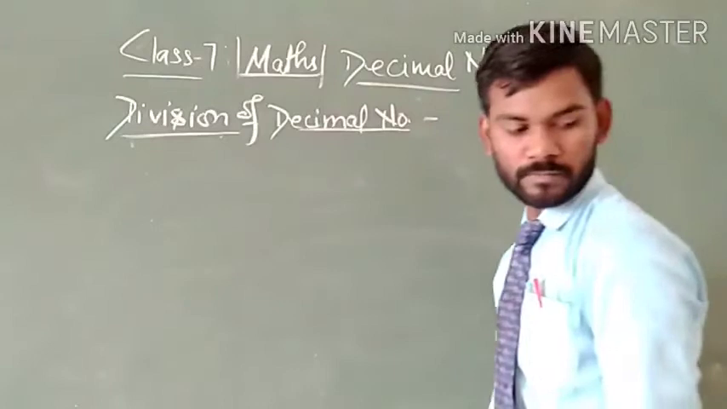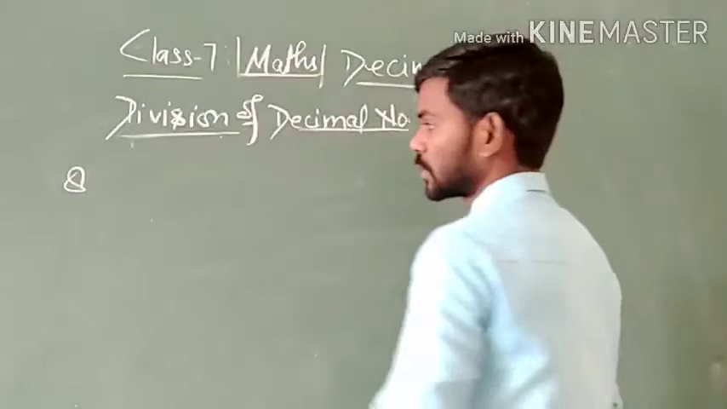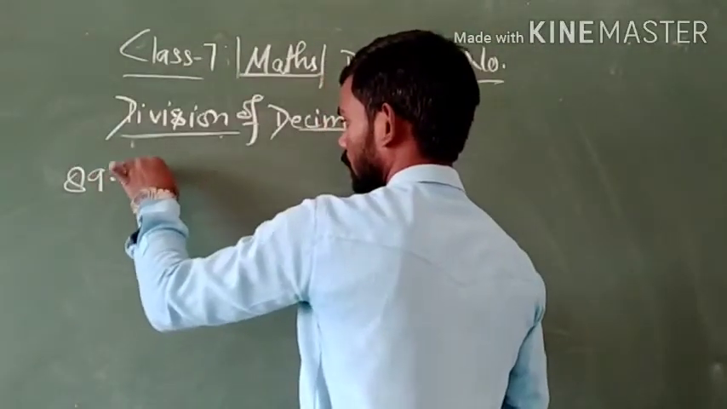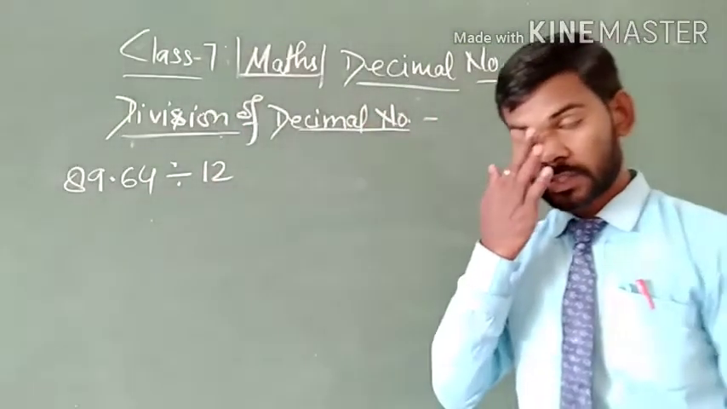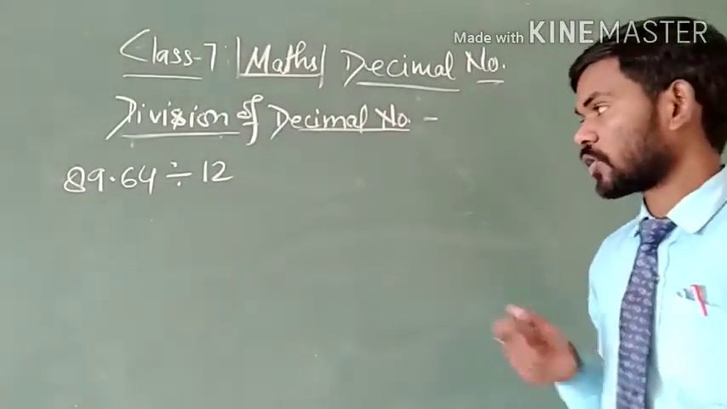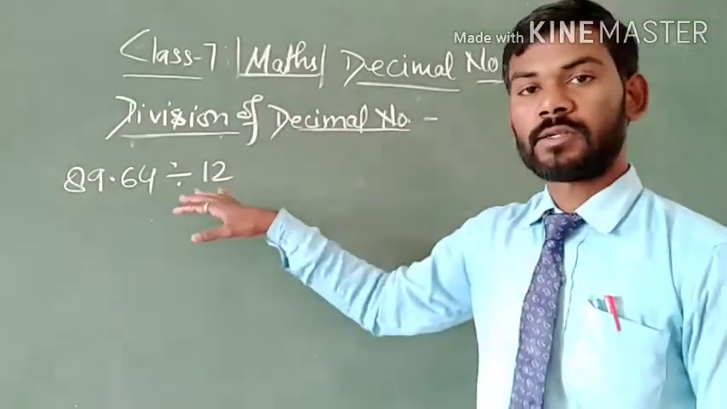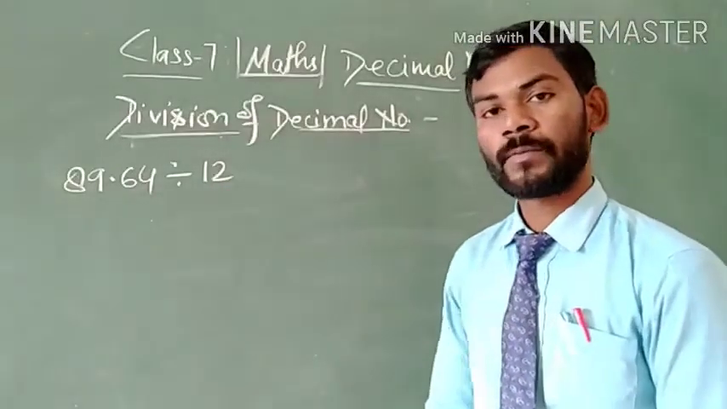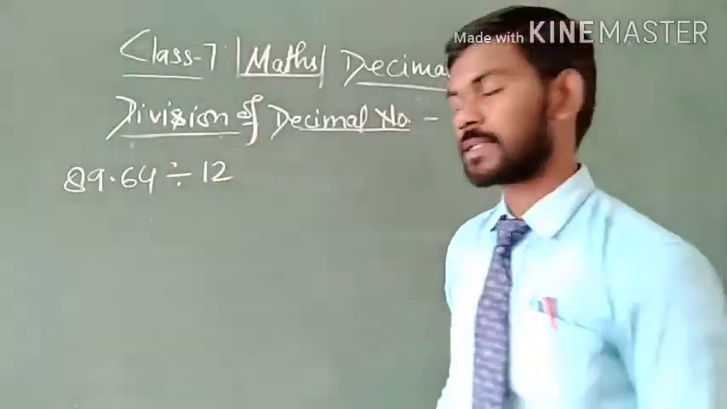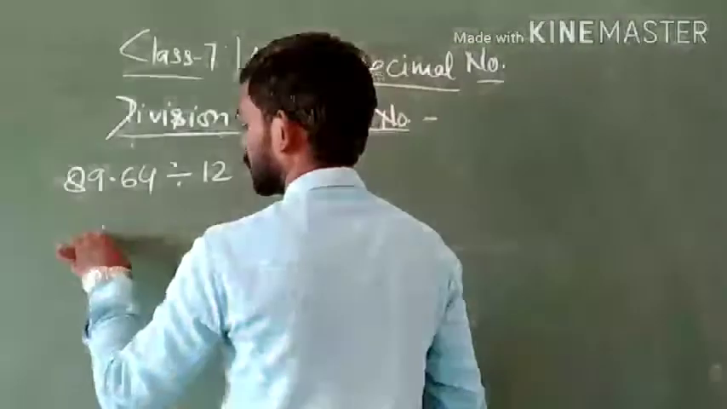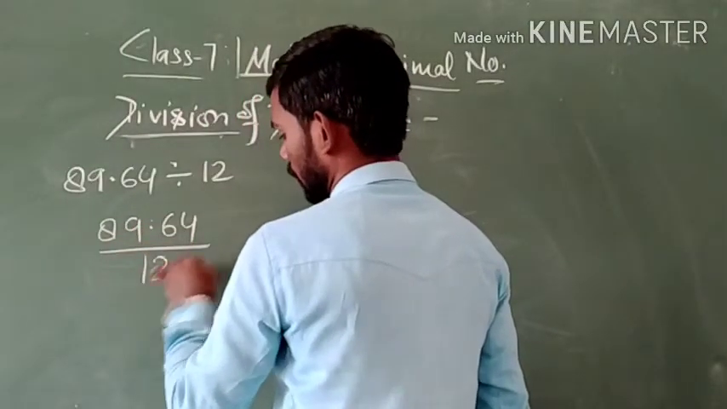The next question is 89.64 divided by 12. This is the given question. How shall we solve it? So first of all, we shall write this question in the form of a rational number, or you can say in the form of a fraction. So it can be written as 89.64 upon 12.